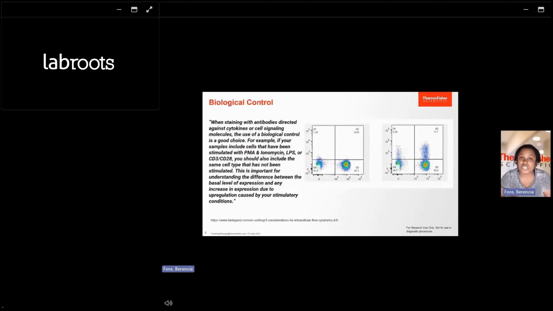This leads me to the biological control. And you can see here on this plot, this is the smear that I was referring to, where it would be kind of difficult to know where exactly your gate should go without the proper control. So with a biological control, it's important because you can basically use it to understand the difference between the base level of expression and any increase in expression due to upregulation, which may be caused by any of your stimulatory conditions.